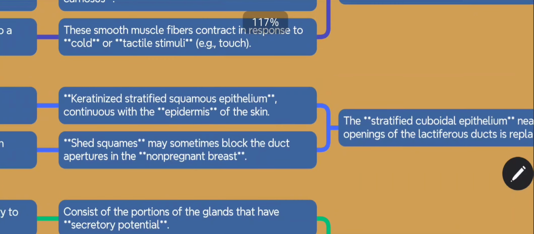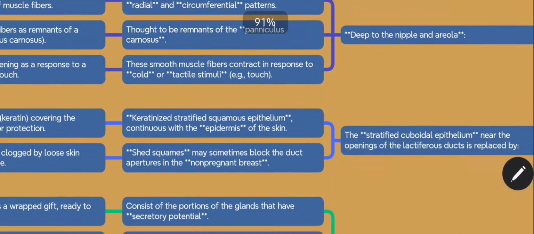Then shed squames may sometimes block the duct apertures in the non-pregnant breast. In the non-pregnant breast, those shed squamous cells may block the duct.